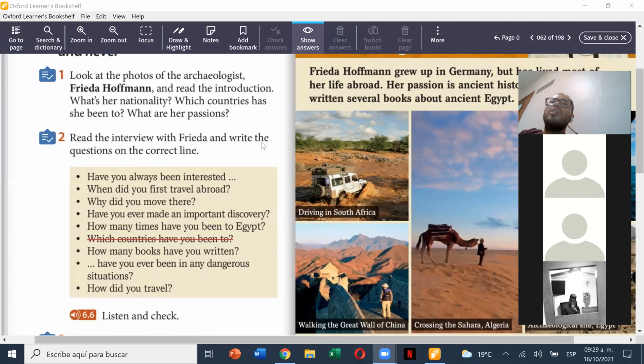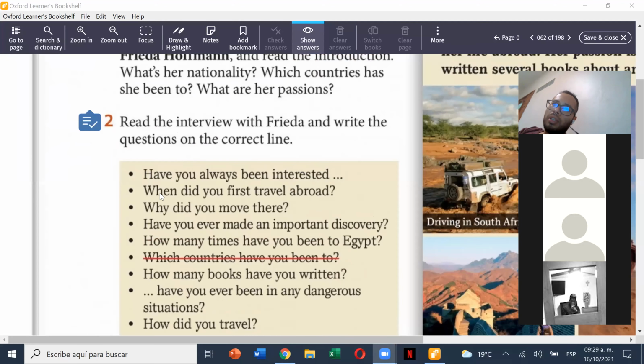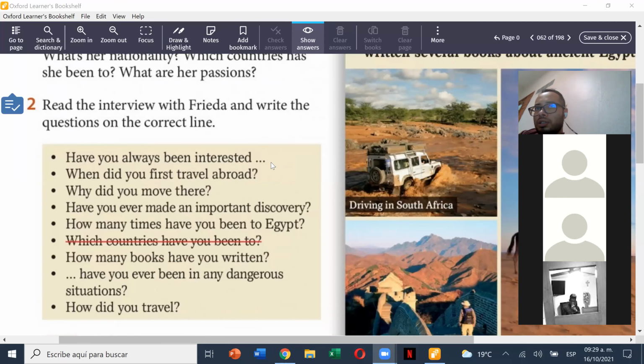Read the interview with Frida and write the questions in the correct line. Here are the missing lines, the lines that you have to put in. Have you always been interested in? When did you first travel abroad? Travel, viajar abroad, in other country, no? In other country. ¿Cuándo viajaste al extranjero?